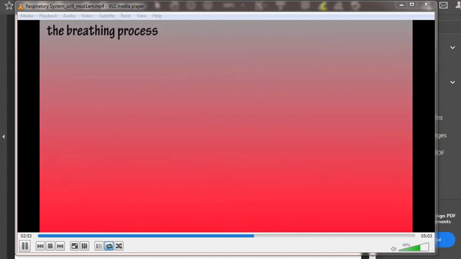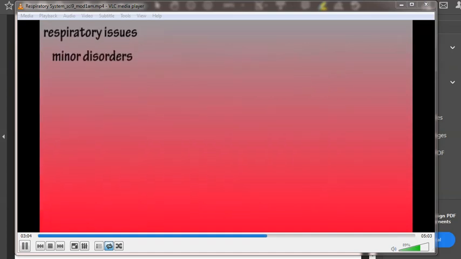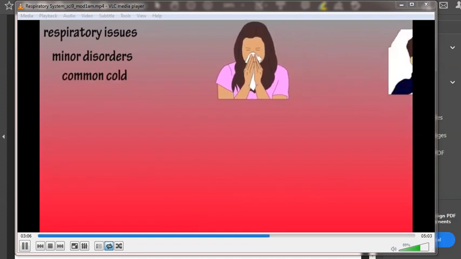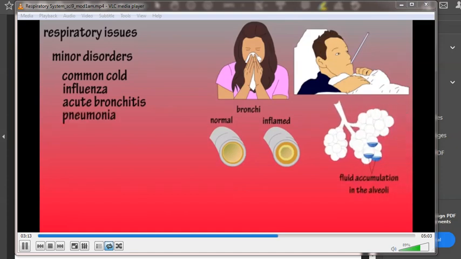During this breathing process, the diaphragm is busy as well, contracting as we breathe in, which allows the lungs to expand, and relaxing as we exhale. Some minor respiratory disorders include the common cold, influenza, acute bronchitis, which is inflammation of the bronchi, and pneumonia, which is inflammation of the bronchioles and alveoli.